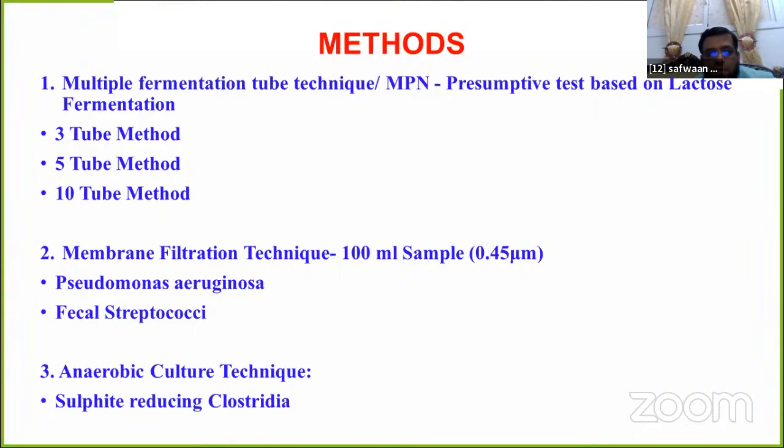Coming towards the methods for water analysis, the traditional methods include the MPN, which is very popular among microbiologists. They all know about the MPN, most probable number. We have a 3-tube method here, 5-tube or 10-tube. We also have a 15-tube method. Then for Pseudomonas and fecal streptococci, there is the membrane filtration technique, with 100 ml of sample passing through a 0.45 micron sterile filter.